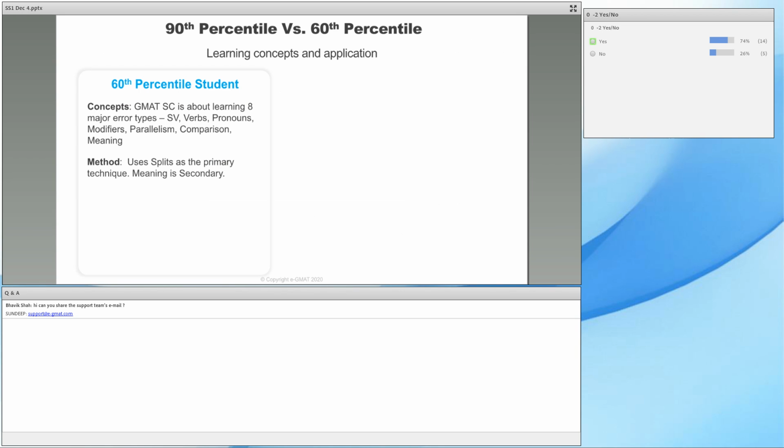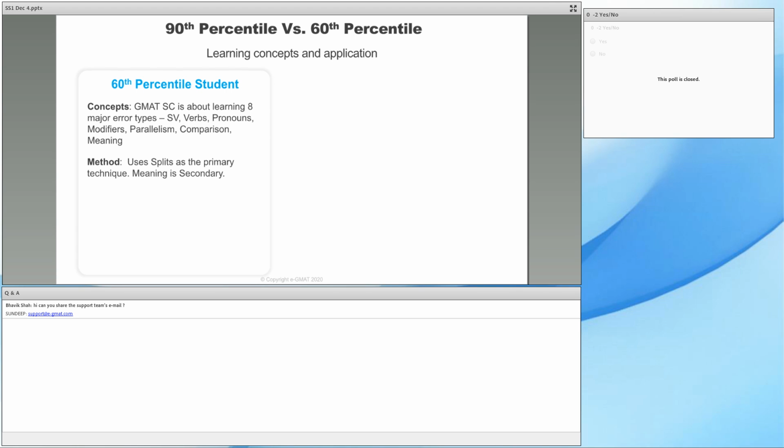Let's talk about how a 60th percentile student thinks about GMAT SC. A 60th percentile student looks at GMAT SC and says, hey, GMAT SC is about knowing the concepts in SV, verbs, pronouns, modifiers, parallelism, comparison, and meaning. And then a 60th percentile student says, hey, I'm going to focus on an SC question with regards to splits. If I see splits, I'm going to figure out, narrow it down, and then I'm going to focus on meaning if I need to. If I don't need to focus on meaning, I'm not even going to worry about it.